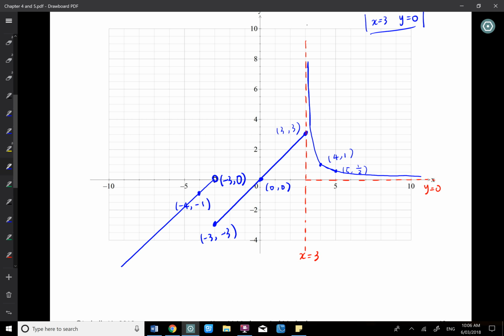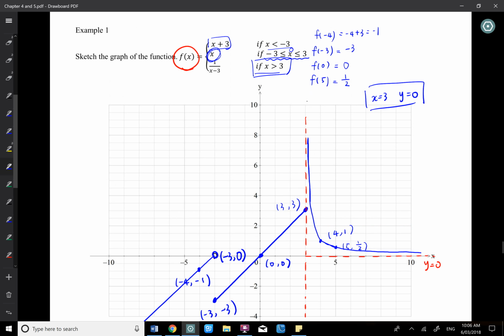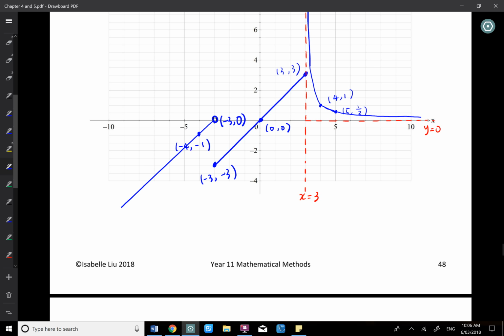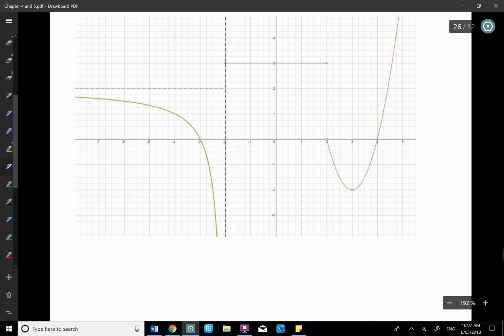All right, any questions regarding this one? Any questions? Okay, if you don't have any questions, please go to the next page.